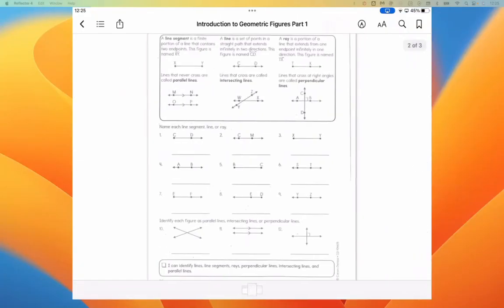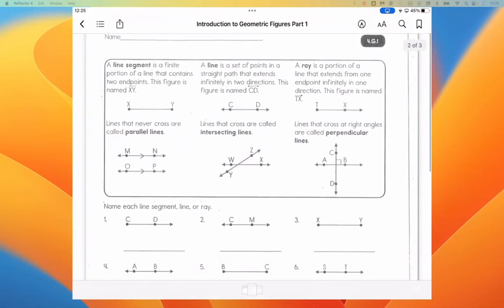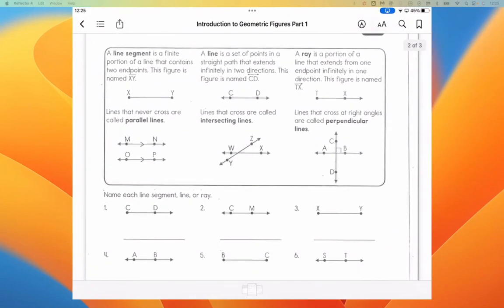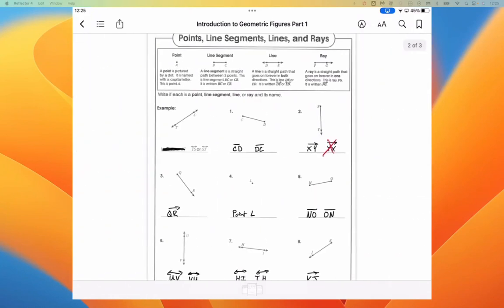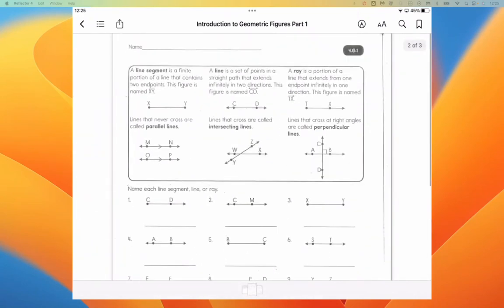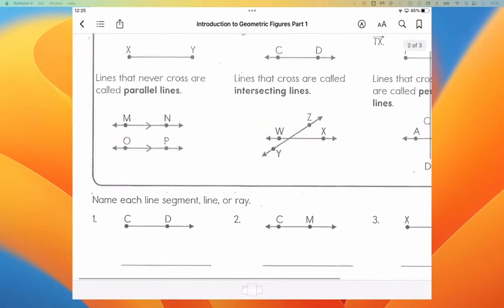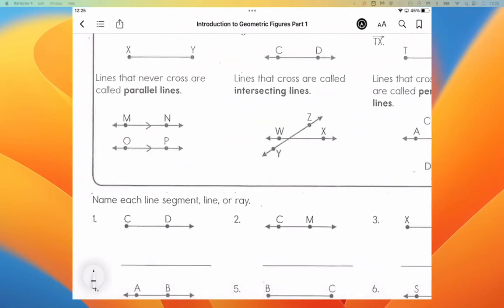Okay, on to the second page. We have sort of the same information at the top, although we are adding parallel lines, and this time they did put the little correct arrows on there to indicate that they are parallel, which on a worksheet that comes later, they do not. And so let's talk for a moment about parallel and indicating that lines are parallel.